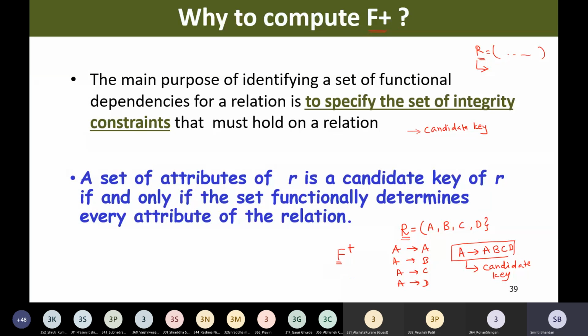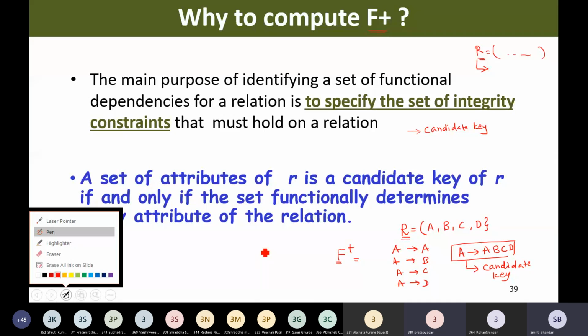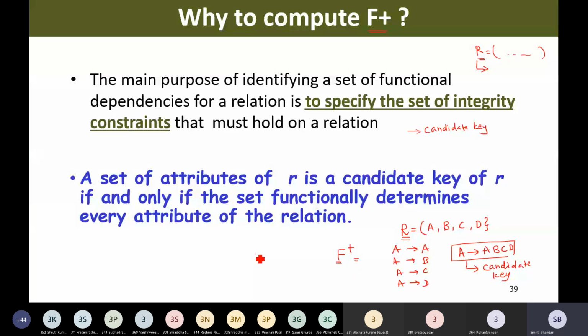Because F plus includes all the functional dependencies that exist for a given relation. So if I have the set of all functional dependencies that exist, then it would be possible for me to come up with the candidate keys for the relation. And candidate keys actually provide the integrity constraint on the relation.